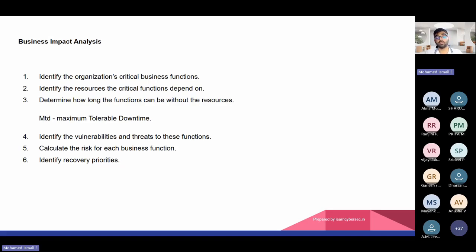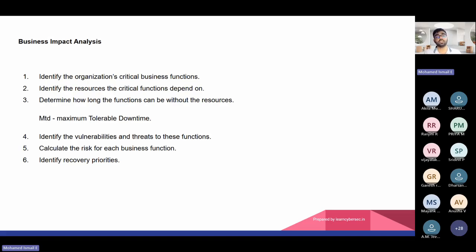So identify the vulnerabilities and threats. That also depends on the sector. In the milk processing factory, the threats we need to identify depend on historical data. If it is flood, if it is earthquake, if it is a man-made war zone, these are all taken as threats and the business continuity plan is prepared accordingly. Then calculate the risk for each business function.